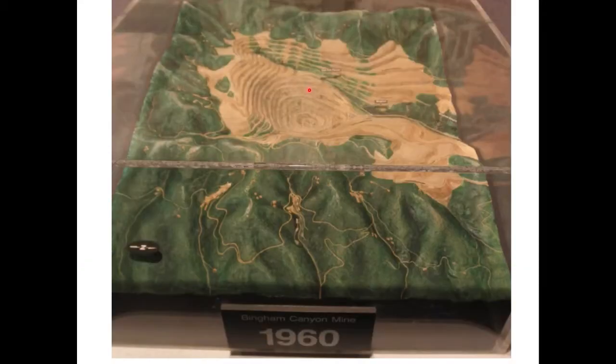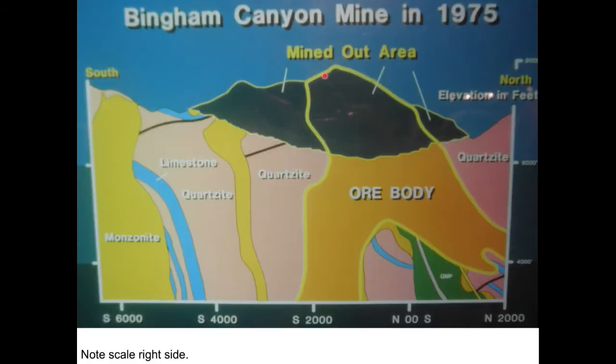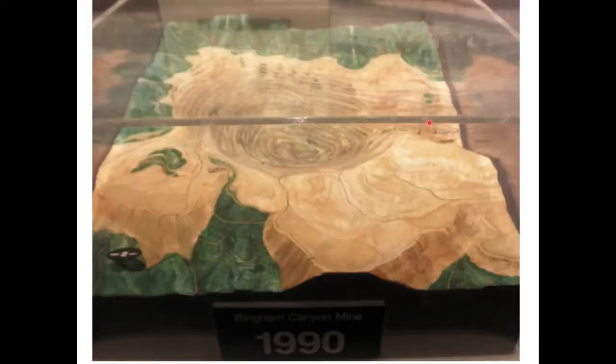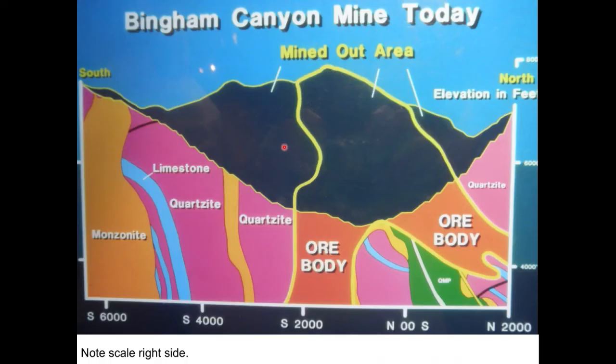Here we are in 1960. You can see a lot less green. The dimensions are the same in each one of these photographs, and the mine is growing larger and larger and larger. By 1975, notice that more of the ore body has been extracted, and a lot more of this overburden, or rock that contains no metals of economic interest, a lot more of this overburden to the left and the right is being mined out. By 1990, this is what the pit looked like only 30 years ago, and this is the mined out area today.